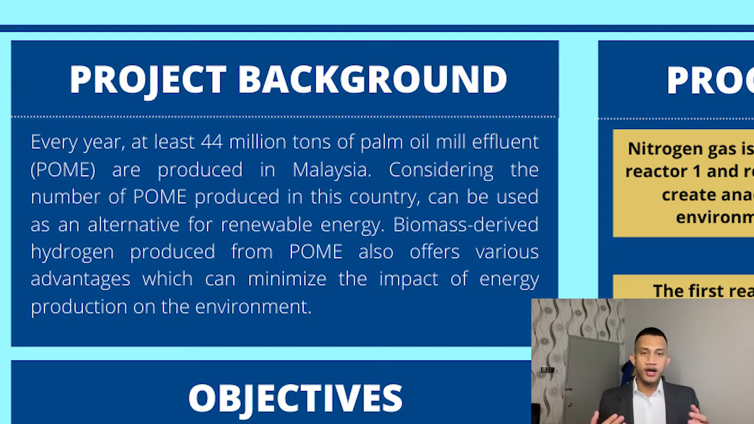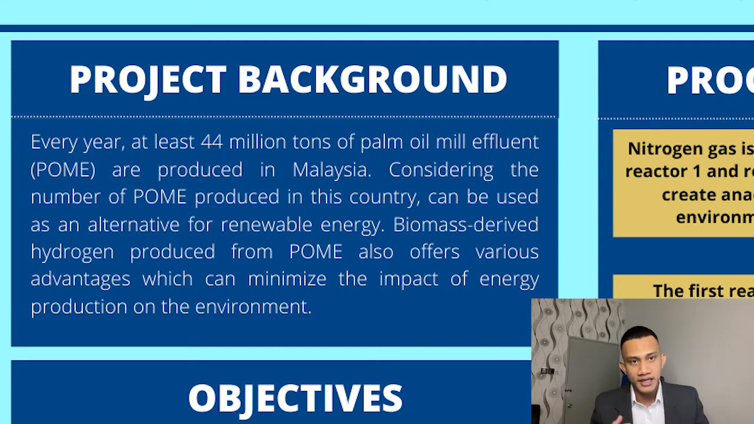In this study, biohydrogen is produced from raw POME by using the dark fermentation method in a two-stage anaerobic sequencing batch reactor system. ASBR is chosen as it can dissociate the solid retention time from the hydraulic retention time, while at the same time maintaining a high biomass concentration.